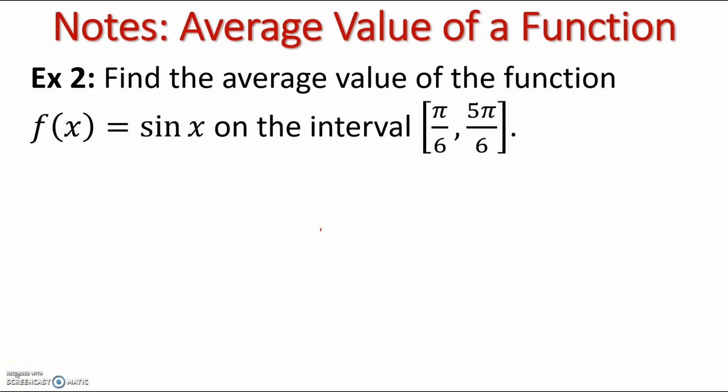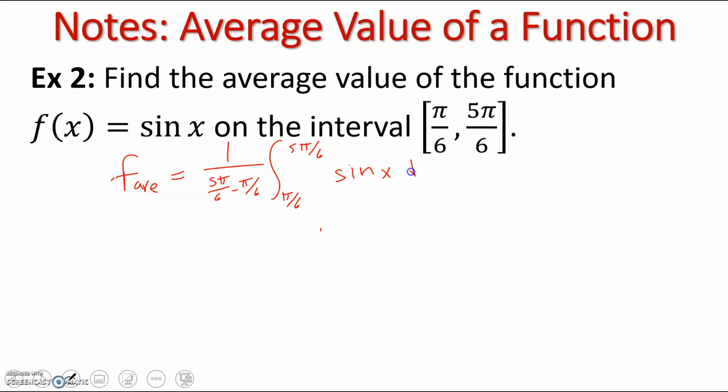Find the average value of the function f of x equals sine of x on the interval pi over 6 to 5 pi over 6. We're essentially going to do the same thing as we did previously. So our f average is going to be 1 over our b, which is 5 pi over 6, minus our a, which is pi over 6, times the integral from pi over 6 to 5 pi over 6 of sine of x dx.